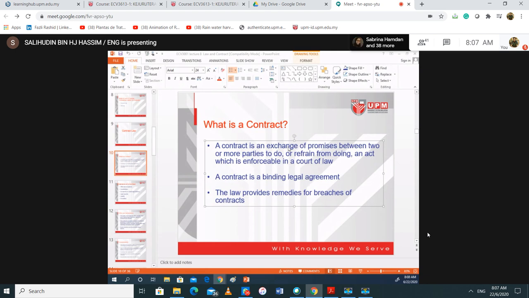Definition of it is that exchange of promise between one party to another party to do something or refrain from doing something. Perjanjian antara dua parties, dua pihak untuk melakukan sesuatu ataupun untuk tidak melakukan sesuatu. This is a keyword. To do something, promise, or refrain from doing something. It's a contract. But what does it mean by refrain from doing something?